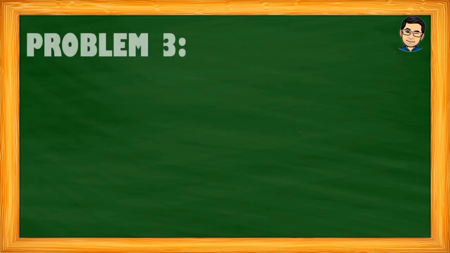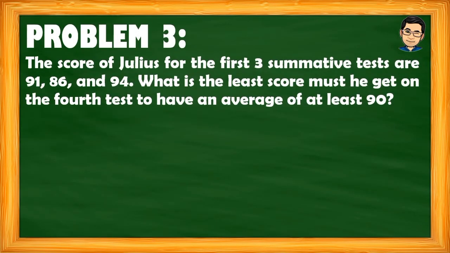So, let's have the last problem. The score of Julius for the first 3 summative tests are 91, 86, and 94. What is the least score must he get on the 4th test to have an average of at least 90? So, yung score ni Julius dun sa unang tatlong summative test niya ay nakabigay 91, 86, and 94. So, ang tanong natin dito, ano yung dapat na pinakamababang score na makuha ni Julius sa pinakahuli niyang test para yung average niya is at least 90.